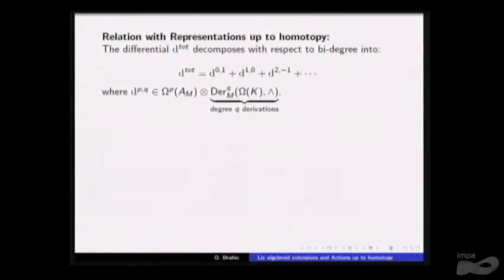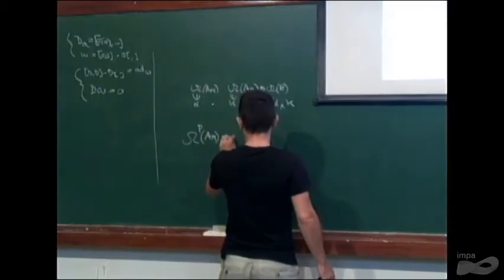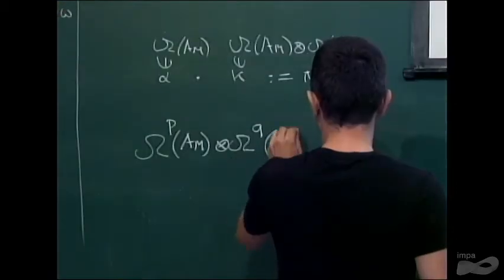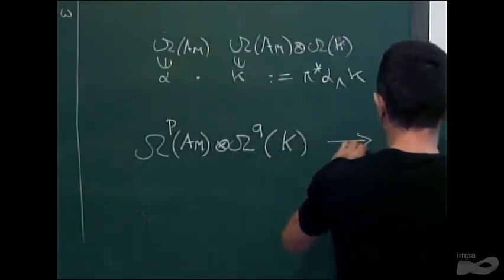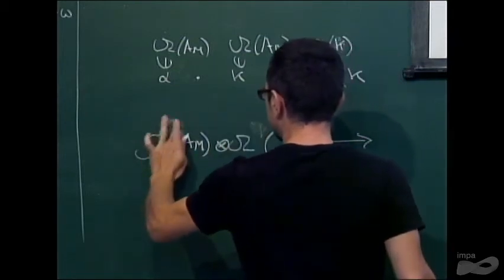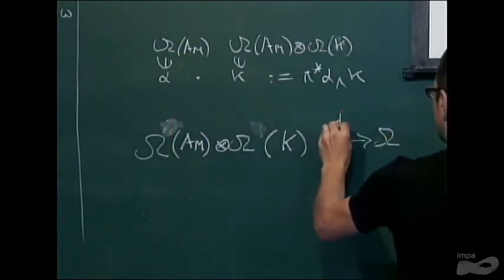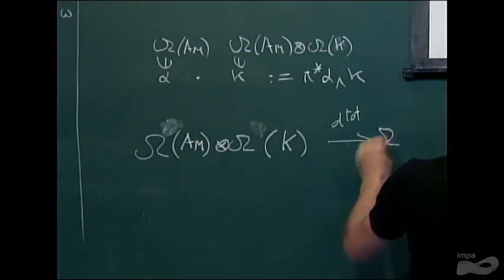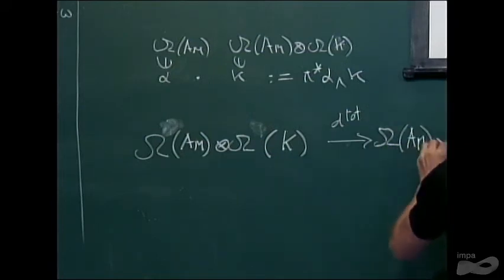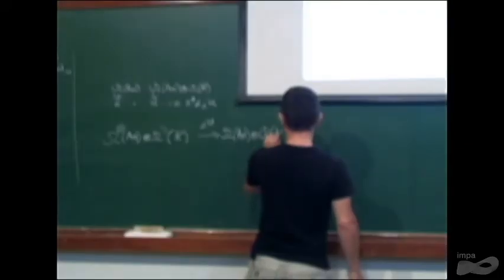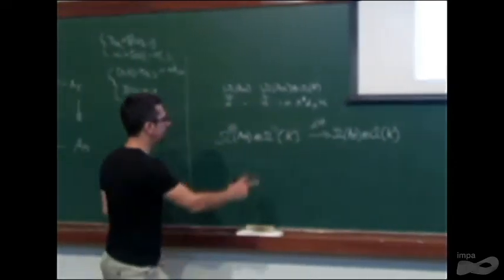Okay, I want to pursue the relationship with representations up to homotopy now. Okay. So now your d is now on Omega^p(A, M) tensor Omega^q(K). And it has total degree... I should get rid of this, guys. This is my d on Omega(A, M) tensor Omega(K). Okay, but here this is graded.